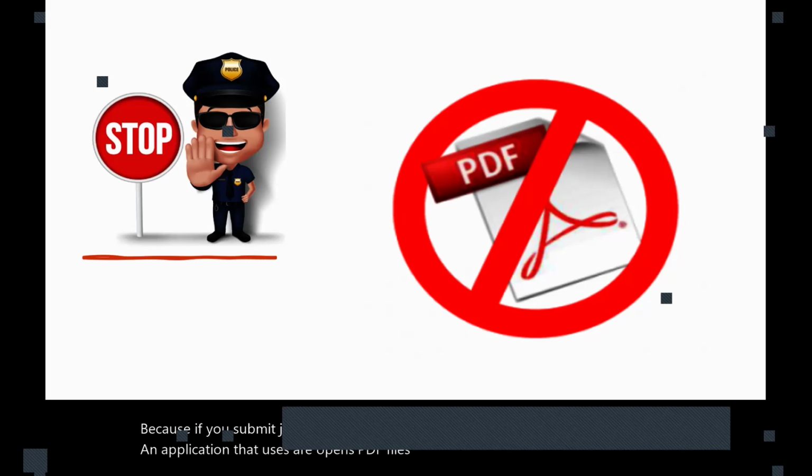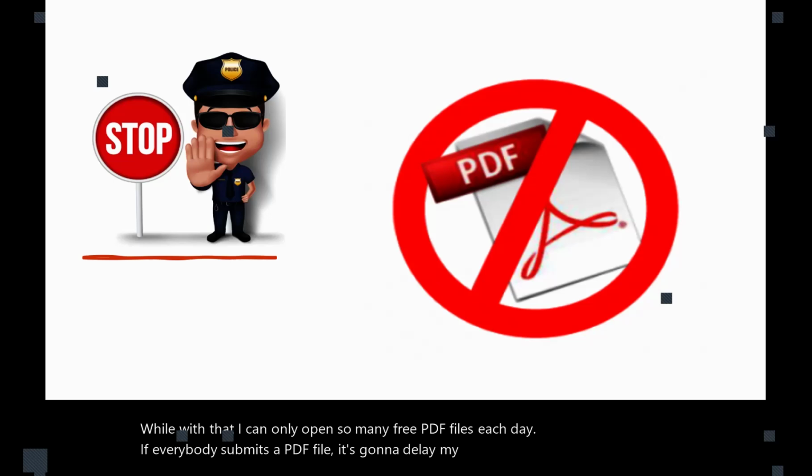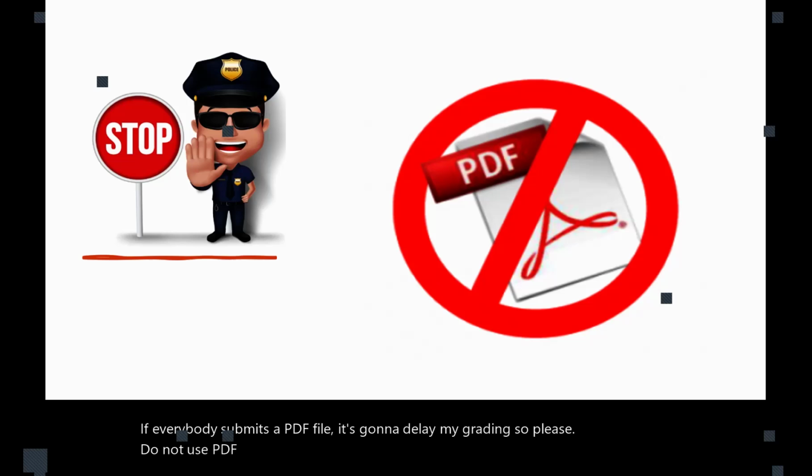I have to search for one that's free, that's available online. Problem with that, I can only open so many free PDF files each day. If everybody submits a PDF file, it's going to delay my grading. So please do not use PDF files. Use Word or RTF.